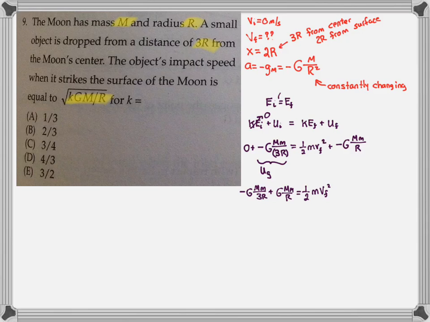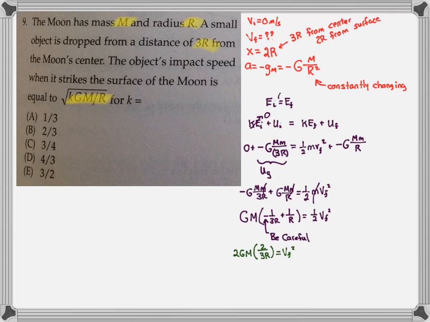1/2 m v final squared. We kind of keep simplifying. We get rid of the m's, and then we remove the G and the M since they're common variables. Now keep in mind it's big GM negative, because we're not moving the entire negative GM, we're just moving the big GM. So be careful that it's negative 1 over 3R plus 1 over R equals 1/2 v final squared. We clean it up again and we get the following equation: 2GM times 2 over 3R.